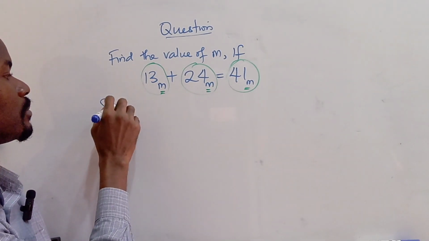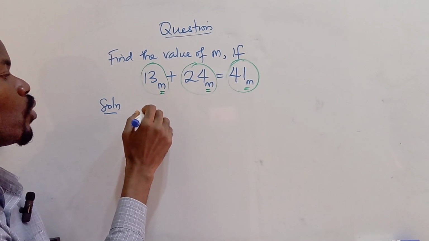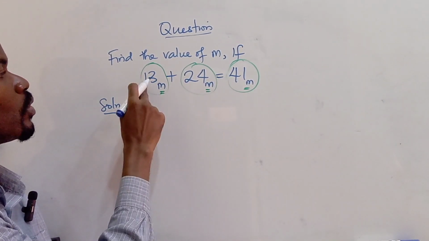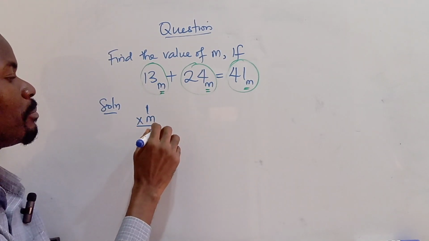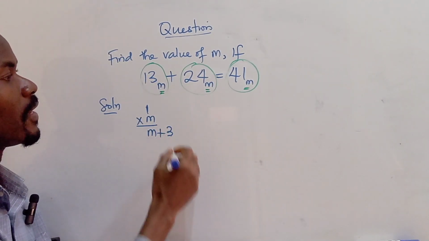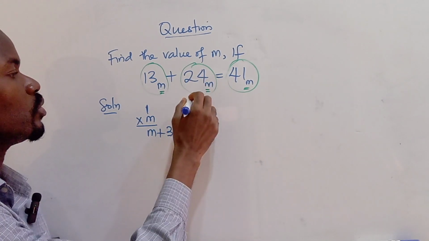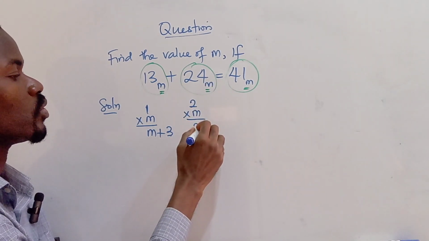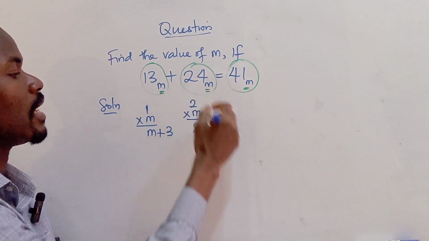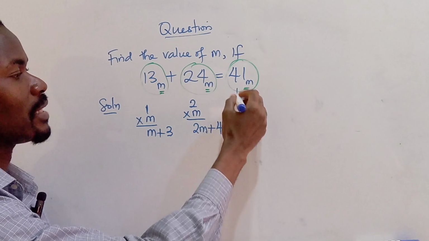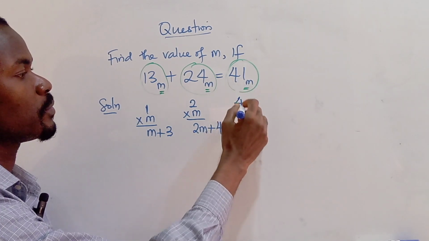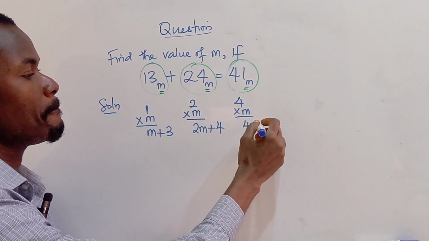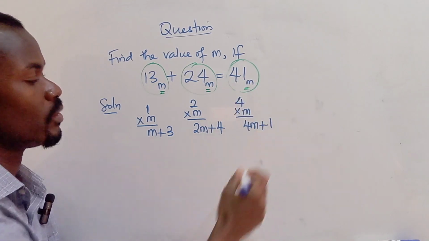Now, our solution. For this, I'm going to say 1 times n. So 1 times n is n, plus we have 3. Now for this, we have 2 times n, which will give us 2n plus, I'll bring down the 4. Now for this part, we have 4 times n, that will give us 4n plus, I'm going to bring down the 1.